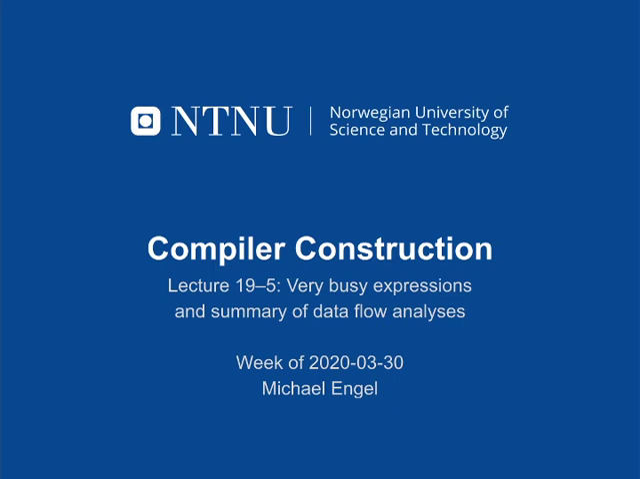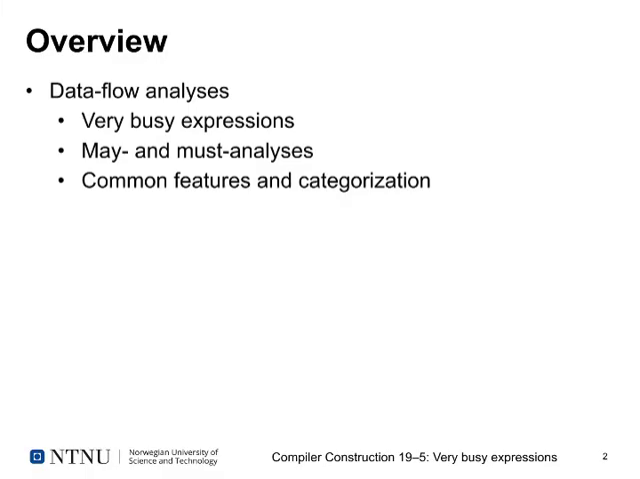In this lecture on compiler construction, we'll conclude our discussion on static analysis and optimization from the previous 3 lectures. Today we're going to have a look at very busy expressions, and we're going to summarize this chapter by looking at common properties of data flow analysis. So it's very busy expressions today, and from this we can take a closer look and summarize it in so-called may and must analysis, and then sum up common features and a categorization of different analysis approaches we've seen before.